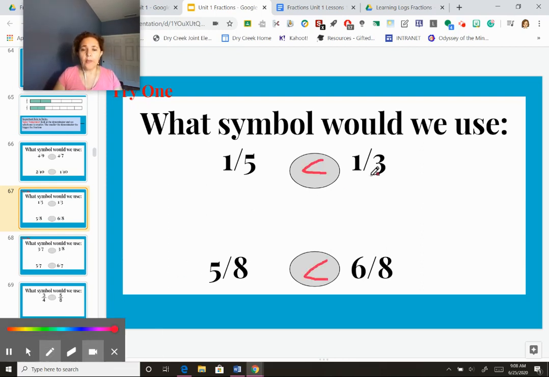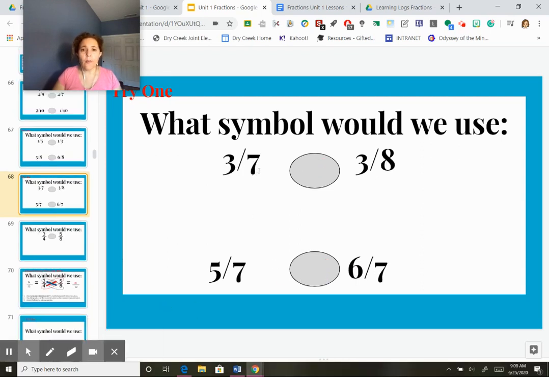All right, if you said 1/3 is bigger than 1/5, you'd be correct because you have 1 out of 3 pieces. These are bigger pieces. 1 out of 5, these are smaller pieces, right? 5/8 and 6/8, what's bigger? Well, I've looked at the denominator, they're both in eighths. So I know that 6 out of 8 has got to be bigger than 5 out of 8. All right.